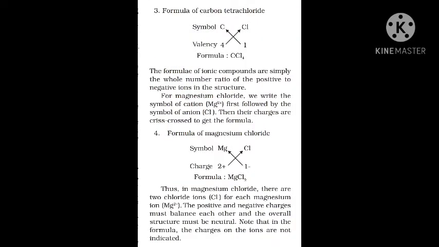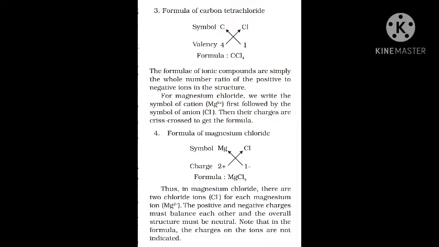Third one, formula of carbon tetrachloride. Carbon symbol C, chlorine symbol Cl. Below the carbon, write the valency of carbon as 4 and Cl 1. Crisscross the valencies, you will get the formula as CCl4.